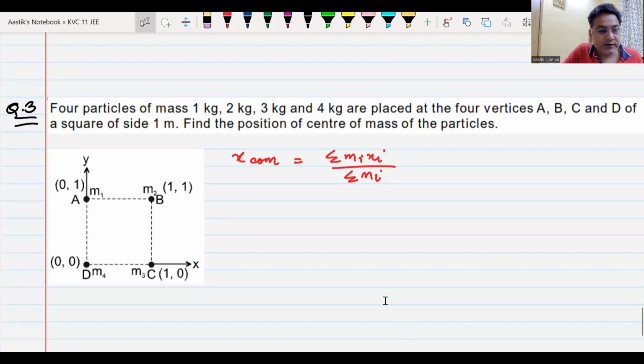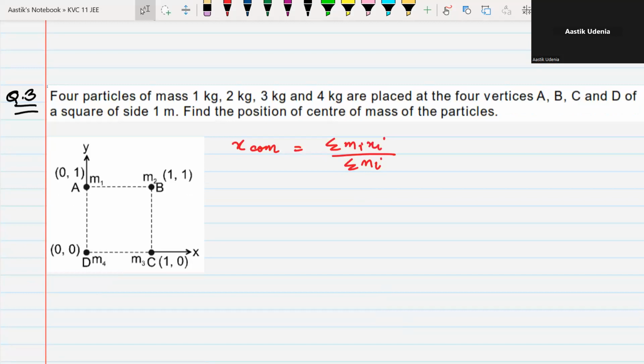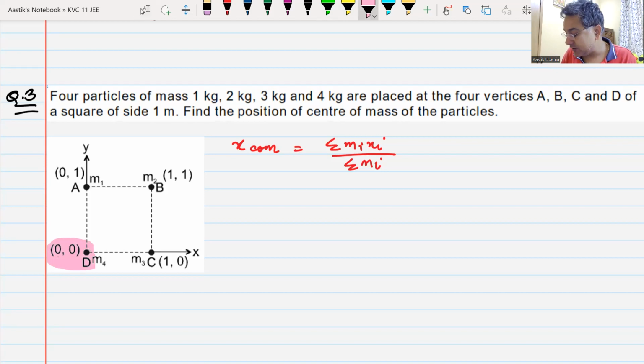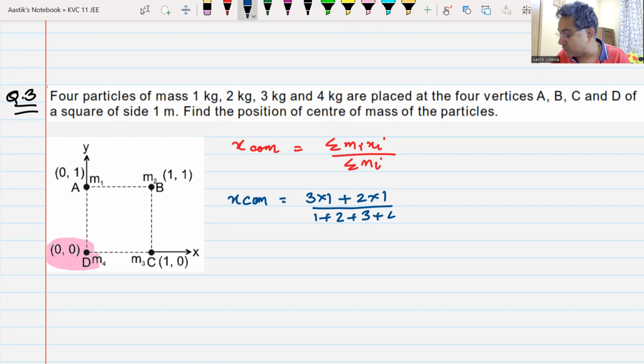Oops, just a minute. So mi xi divided by summation of mi, the first body, body D is on the origin, so you don't have to worry about it. You just put the values of the other bodies. M3, body C is having a mass of 3. You just have to remember which body has got which mass. 3 into 1 plus body B has got a mass of 2 kg, so 2 into 1 divided by 1 plus 2 plus 3 plus 4. I think you will get 5 by 10. 5 by 10 is nothing but equal to 1 by 2.